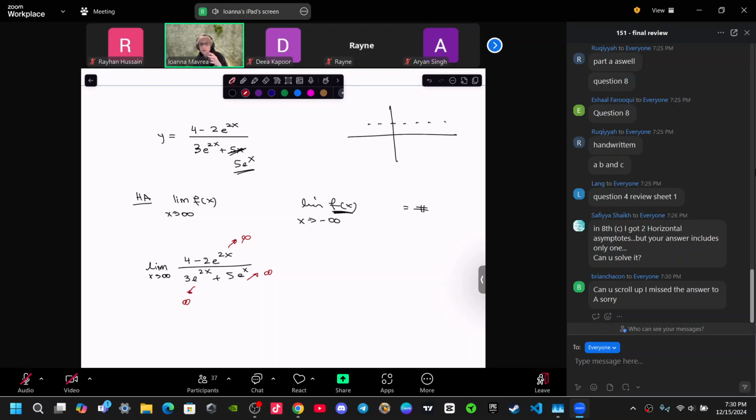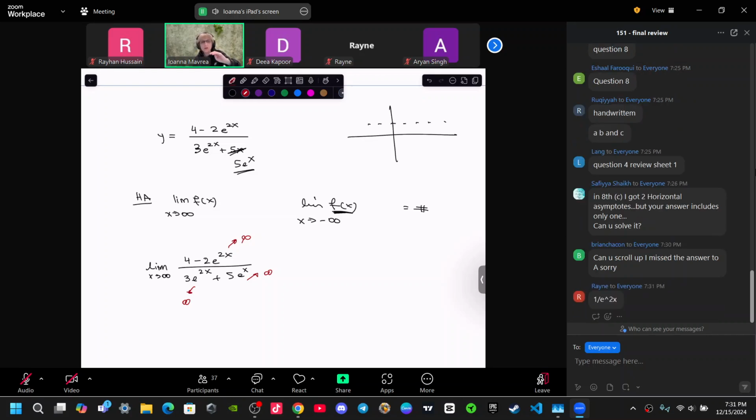So what do we do? You can use L'Hopital's if you have infinity over infinity with power functions, like x to a number instead of e to the x. Don't use L'Hopital's here. So what can you do? You can factor out the e to the highest power. I'm not using L'Hopital, I'm just factoring out the e to the highest power. So e to the 2x, I'm factoring out e to the 2x.